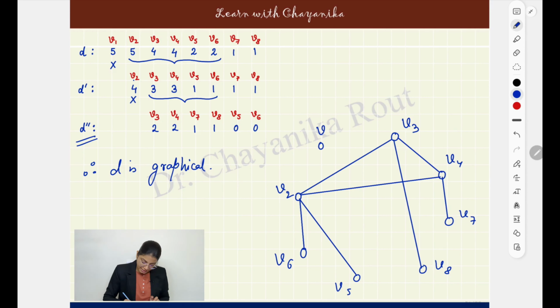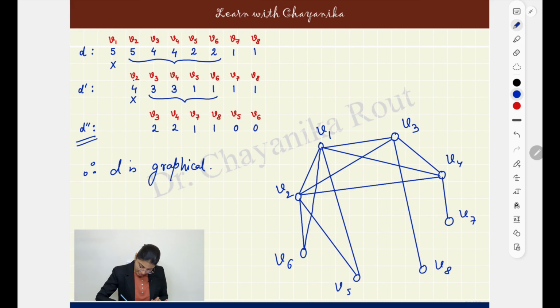Then for D, I need the entry of the vertex V1, which will be of degree 5, and it will be adjacent to V2, V3, V4, V5 and V6. So make V1 adjacent to V2, V3, V4, V5 and V6.